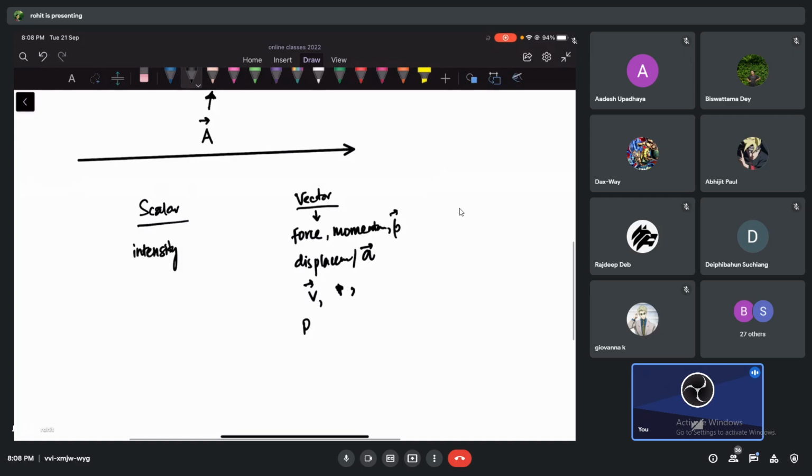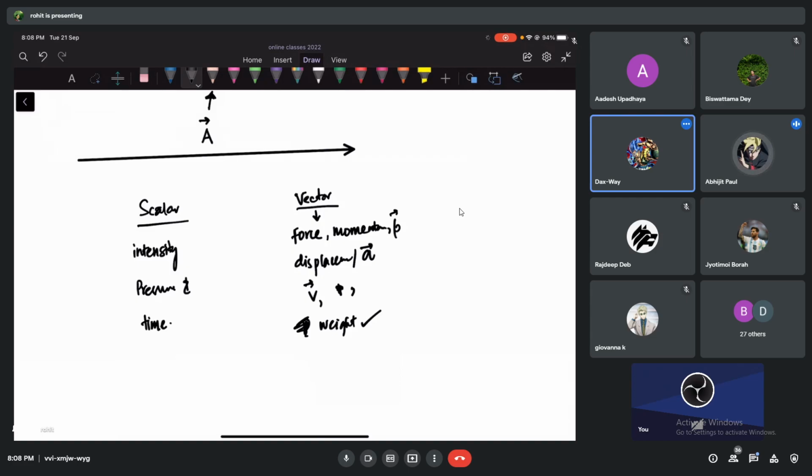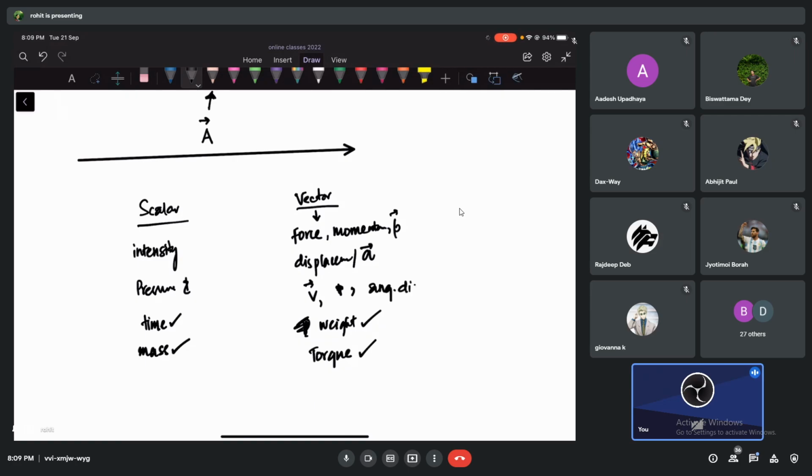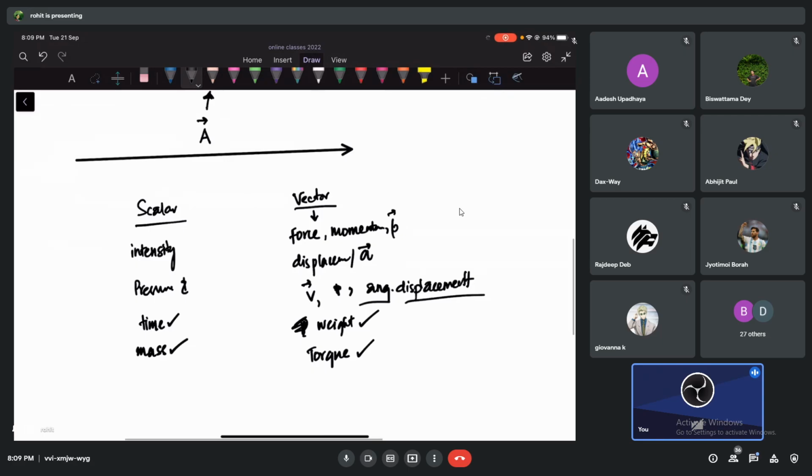Pressure is scalar. Then weight is a vector. Yes, weight is a vector. Time is not a vector, time is scalar. Mass is scalar. Yes, mass is scalar. Torque is a vector. Yes, torque is a vector. Angular displacement, if you have heard about it, is also a vector. And of course we have many of them. Those are vectors.